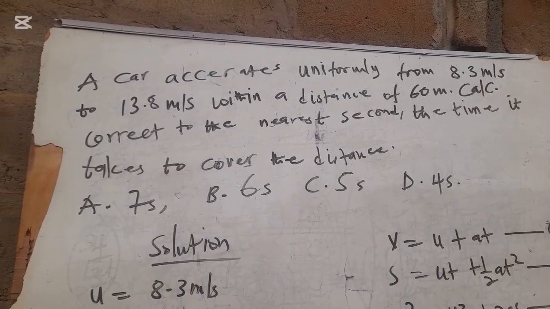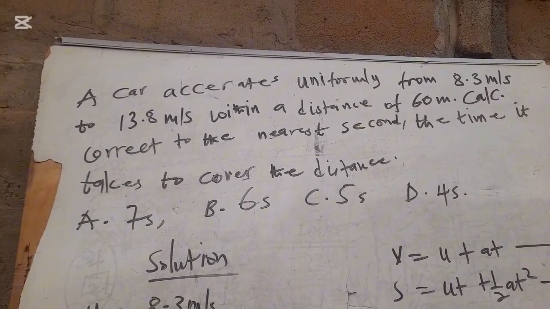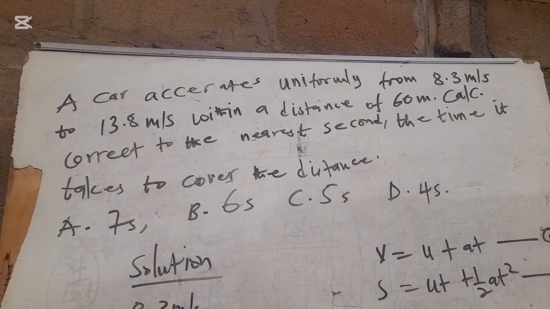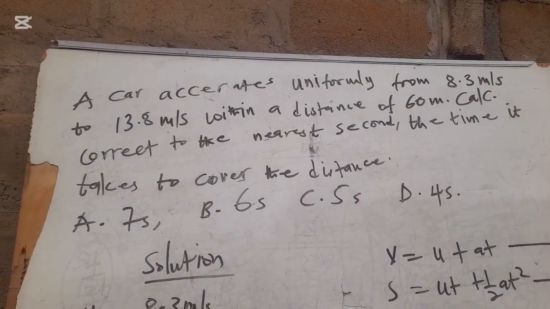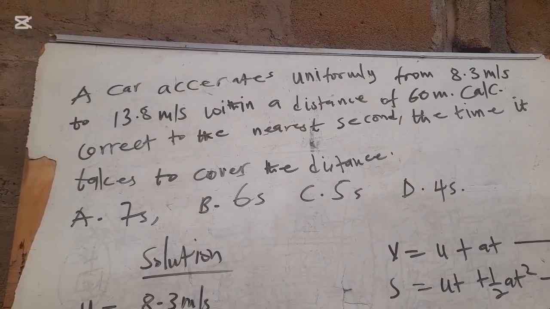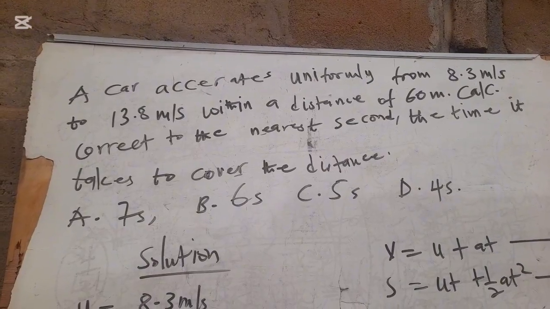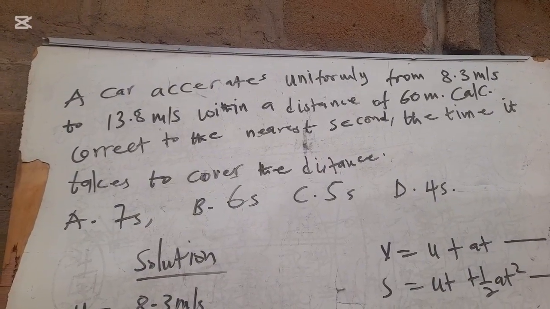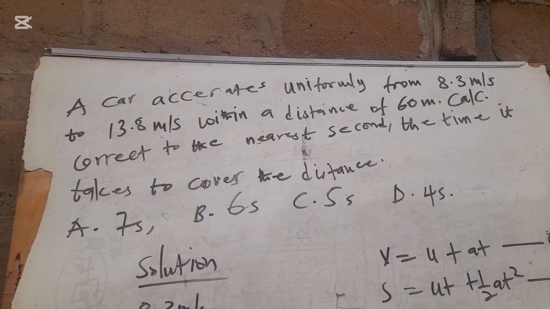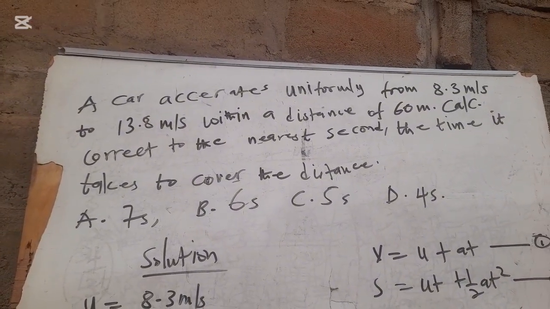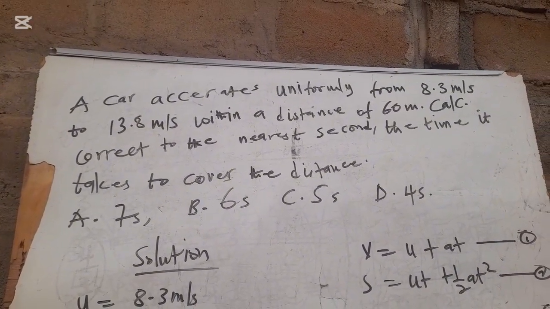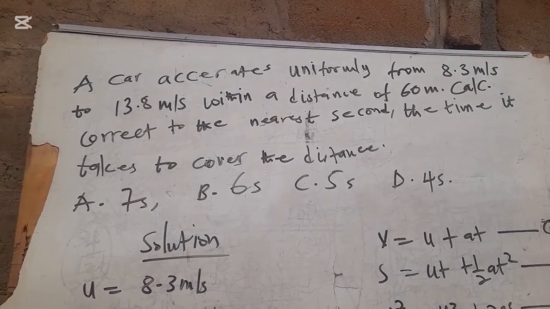Today in this episode we are solving a physics question under motion. So let's read the question together. A car accelerates uniformly from 8.3 meters per second to 13.8 meters per second within a distance of 60 meters. Calculate, correct to the nearest second, the time it takes to cover this distance.